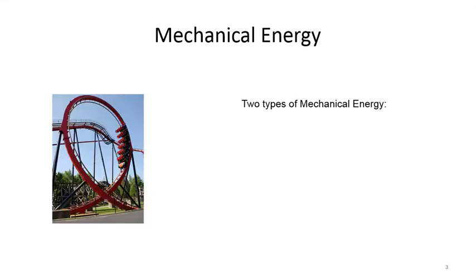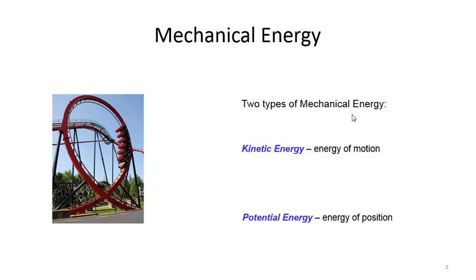So let's look a little bit more at mechanical energy. There are two types of mechanical energy. One is kinetic energy, which we call the energy of motion. The other is potential energy, which we call the energy of position. Let's focus a little bit on kinetic energy. Next week, we're going to learn a lot more about potential energy. Kinetic energy is the energy of motion, and I just want you to think anything that is moving has kinetic energy. No matter what the object is, if it is moving, it has kinetic energy.